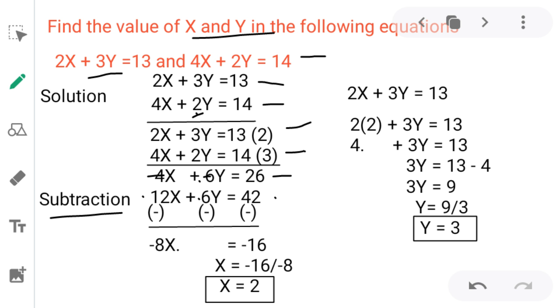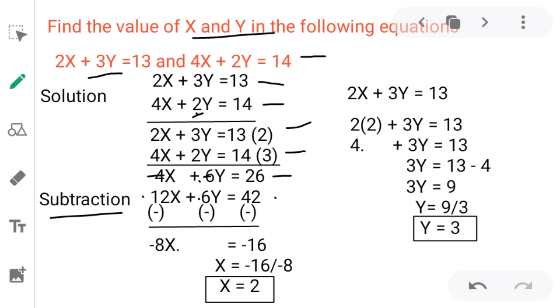If there is plus we change it to minus, and if there is minus we change it to plus. So when we subtract, we change just the sign: plus 12x becomes minus 12x, 6y becomes minus 6y, and 42 becomes minus 42.